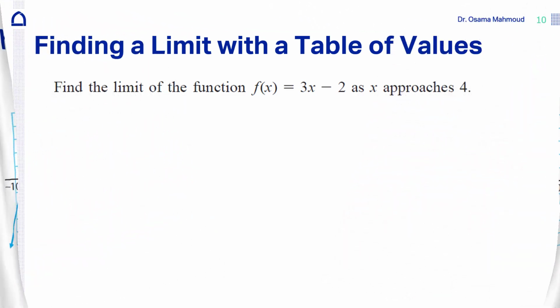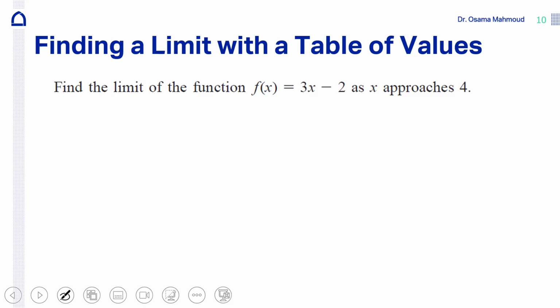Let's start with finding limits using a table of values of the function. If I have this function, which is a linear function, and I graph it, I will have a line. And it asks you to check as x approaches 4. It doesn't say x equal to 4. Approaches is the arrow we use. It means approaches 4, right? So we have to approach 4 from the right and from the left.